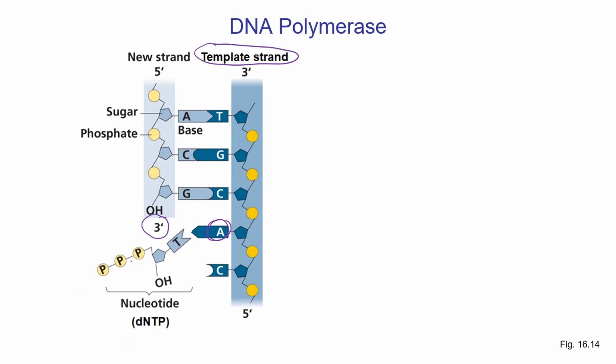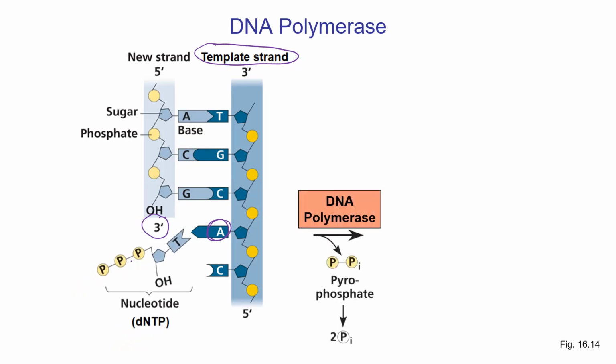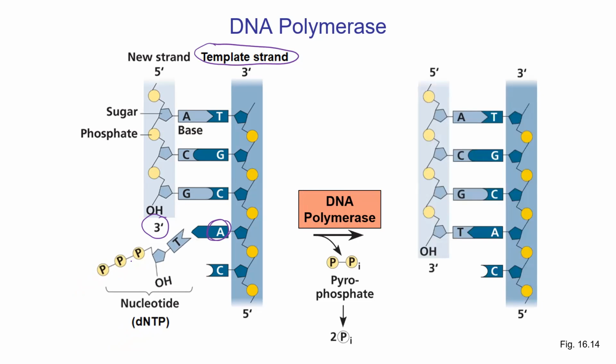It's going to break down the dNTP and take off the two phosphates. There they go. Like I said, two phosphates together are called pyrophosphate. I don't know why pyro, might be a Greek word, I'm not really sure. And then it's going to add on to that 3' end. So remember, the growth of the new strand is 5' to 3', just like that.